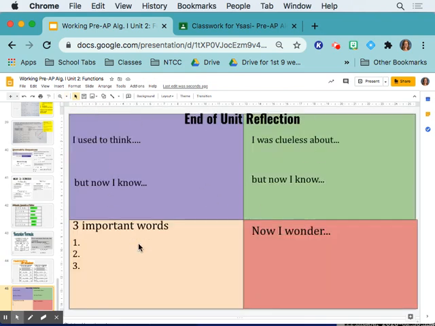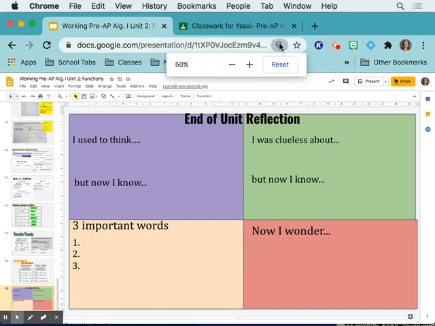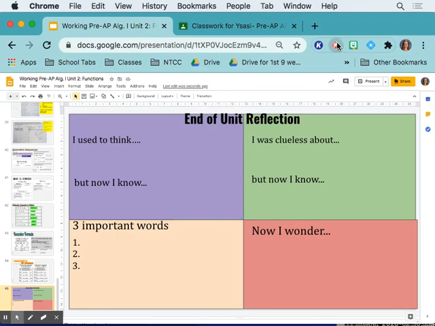And then the end of unit reflection needs to be completed. And then you're going to work on your test review. The test will be tomorrow. Is the test review all due tomorrow? Yes. Then when is this happening? In class.